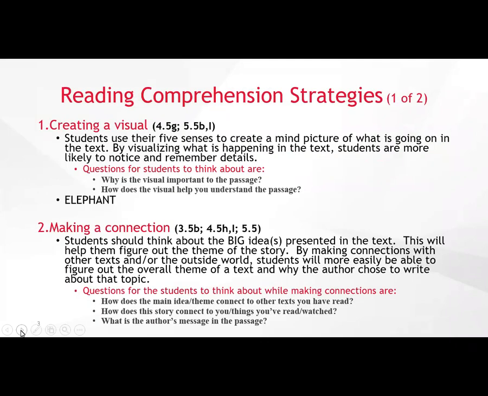So the comprehension strategies that we're going to focus on today for annotation, there are 4. Number 1, creating a visual. We really want our students to focus on the 5 senses while they're reading. We want them to picture what's going on with the setting, with the characters while they're reading. We want them to have this visualization in their mind because the author gives us those details so we can picture this in our mind.